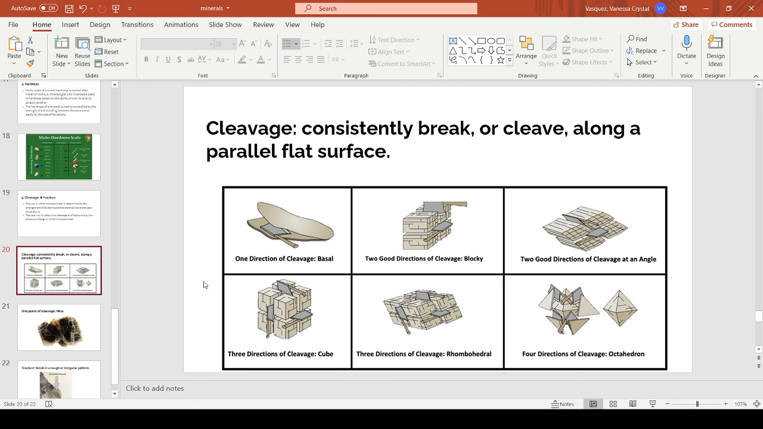So in this diagram, we're using an axe to represent cleavage in a simple way. This is an example of one plane of cleavage. You can see here the axe is slicing it in one direction, and it has a top and bottom. This is only one way that the axe can slice, so it's one plane of cleavage.